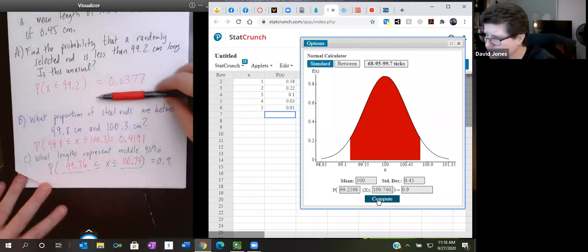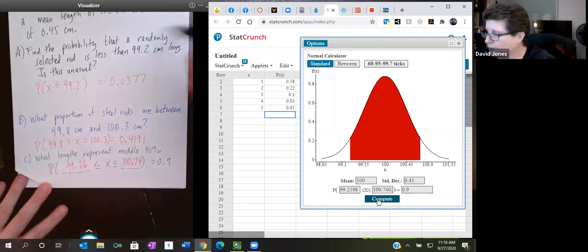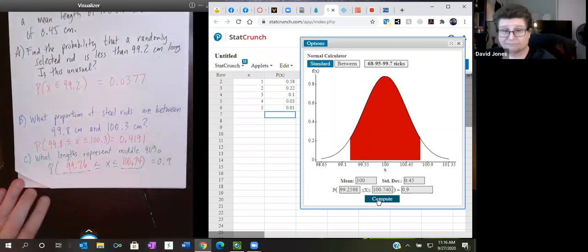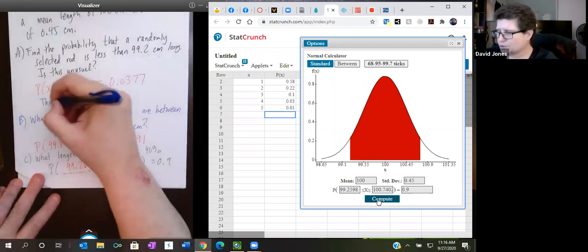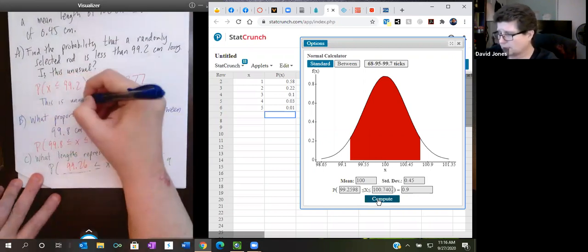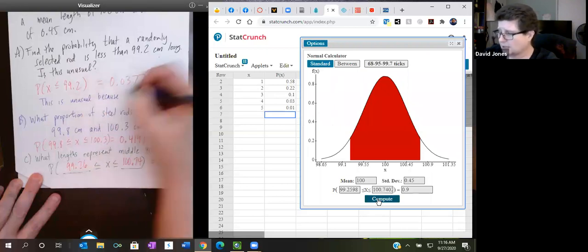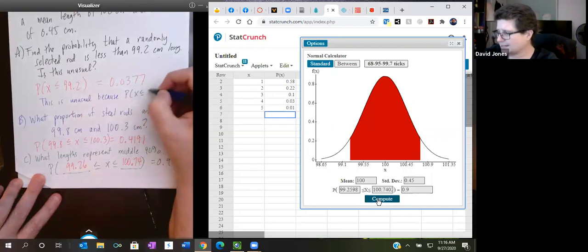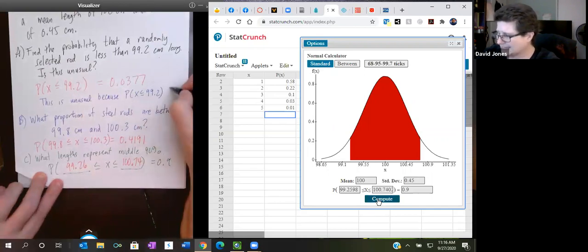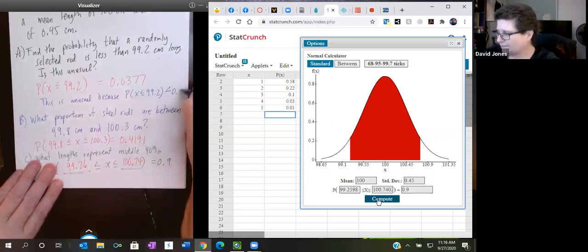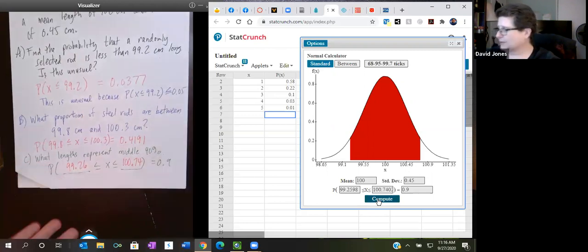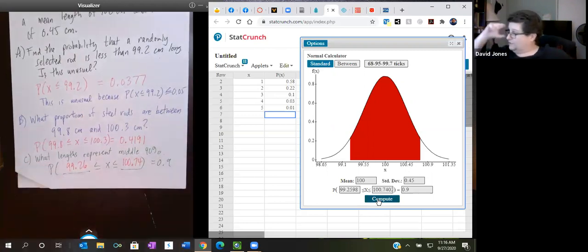I didn't answer if this was unusual in part A. Is this unusual? This is unusual because the probability that X is less than 99.2 is less than or equal to 0.05. If the score occurs less than 5% of the time, it's unusual.